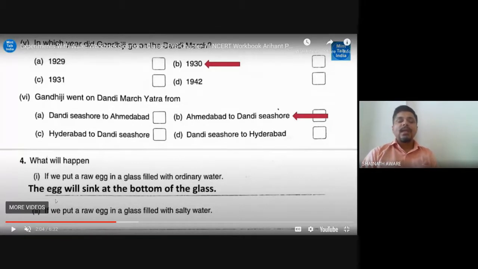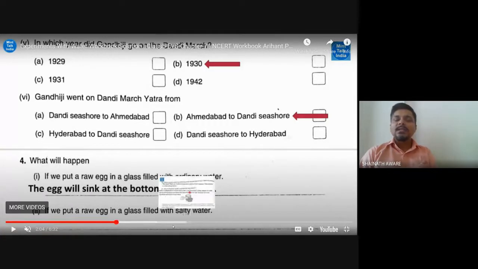If you see the last question, if we put a raw egg in a glass filled with ordinary water, what will happen? First imagine, then decide your answer. After that you have these objects available, you try. The egg will sink at the bottom of the glass.